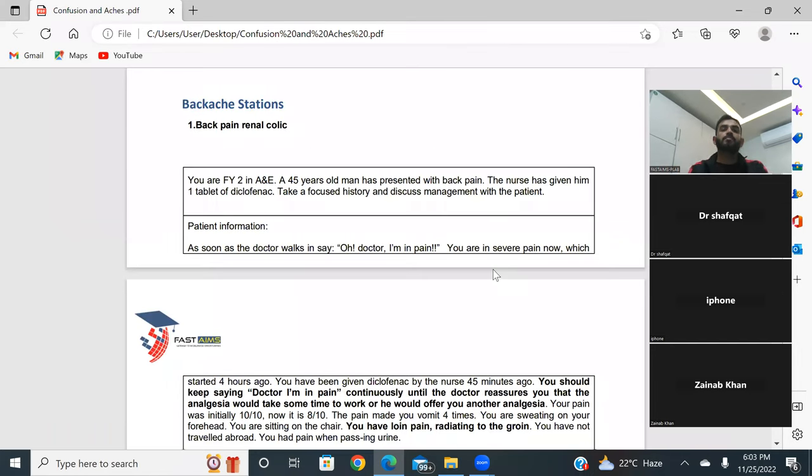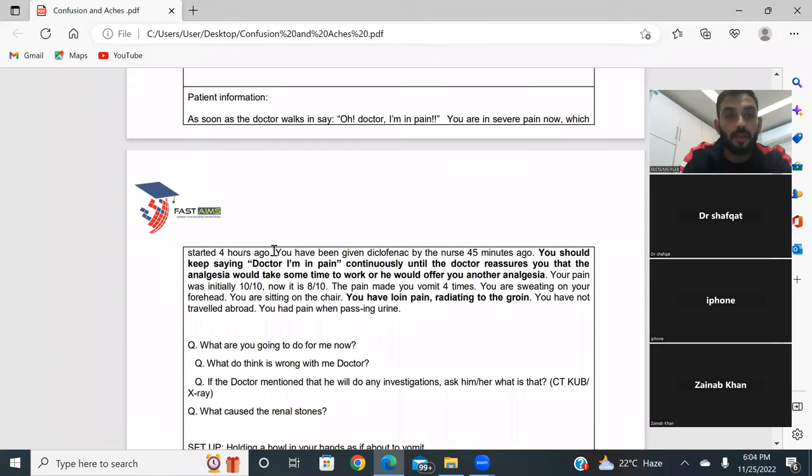Now it comes towards the station. Back pain with renal colic. You are an FY in the emergency. A 45-year-old man presented with back pain. Look at this, it can be due to renal colic as well. The nurse has given him one tablet of diclofenac. Take a focused history and discuss the management with the patient. Patient information, what it is.